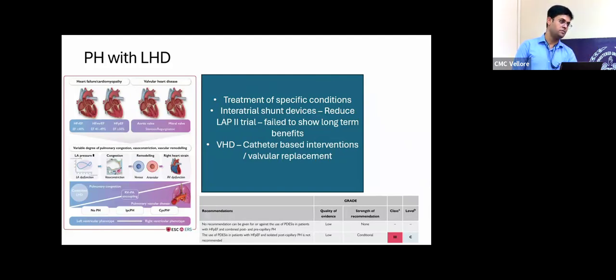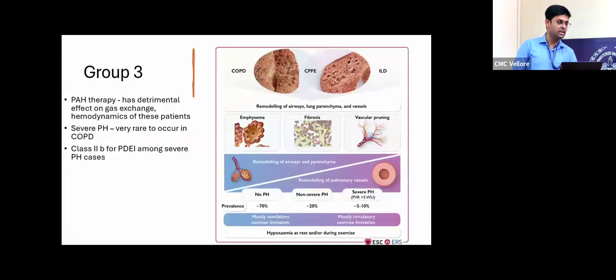Initial results were enthusiastic. They were achieving good response, but later benefits were not found. Catheter-based intervention at the earlier stage or valvular replacement surgeries for valvular disease will only alleviate those symptoms. Group 3. See, if you find a patient, based on this slide, I just want to emphasize one thing.